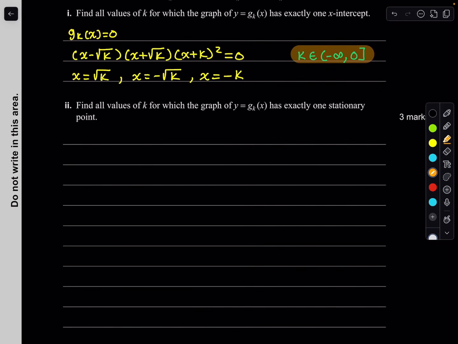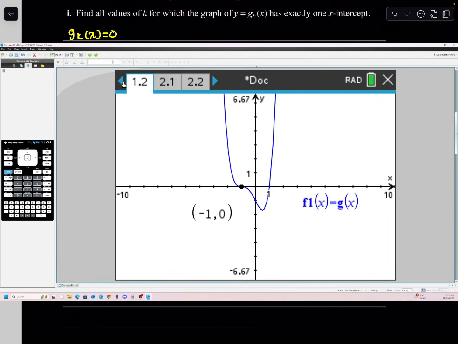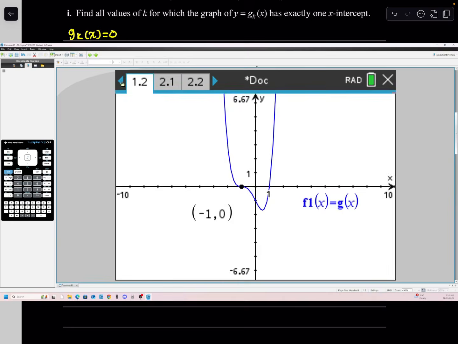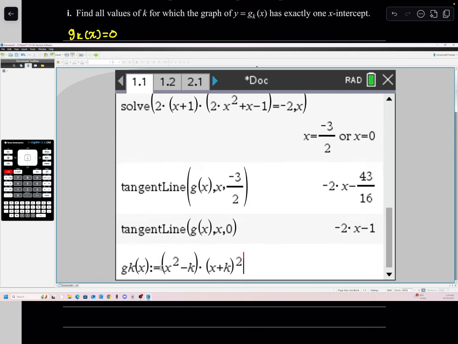Find the values of k for which the graph of gk of x has exactly one stationary point. Okay, so how do we do this? Let's just do this with our CAS, and then we can take everything that we do in the CAS and put it in our paper. So let's go back to our CAS. I'm going to take this and go back to my original and define it here.